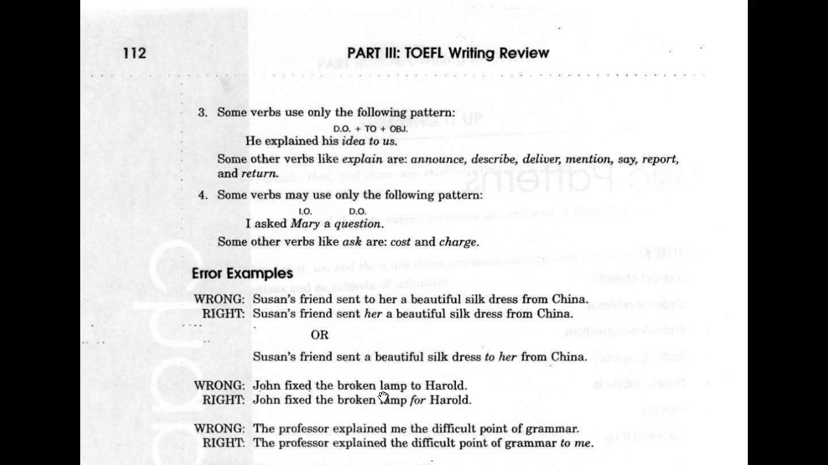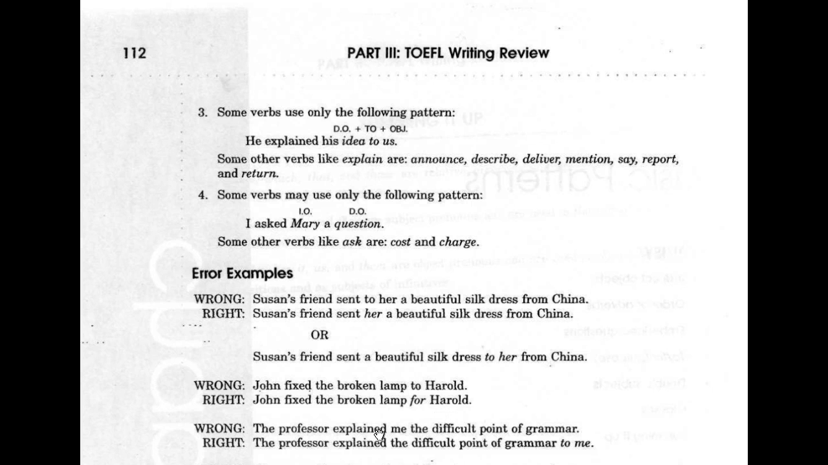Then we can go to the next one. John fixed the broken lamp to Harold. That doesn't work because here we use the preposition for. For what purpose? He fixed a broken lamp for Harold. John fixed a broken lamp for Harold. That is correct, and the other is incorrect. We do not use to because it means direction. This means for what purpose? For Harold.